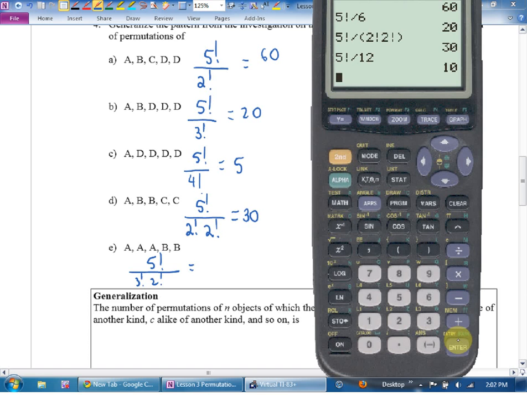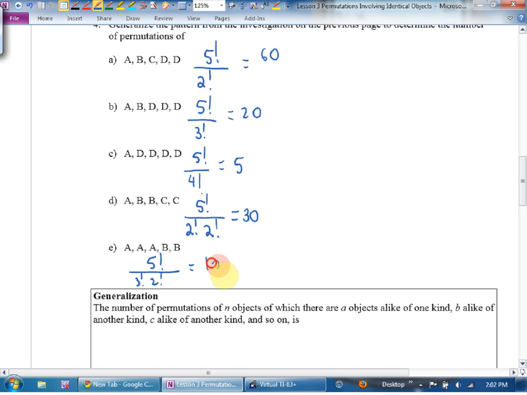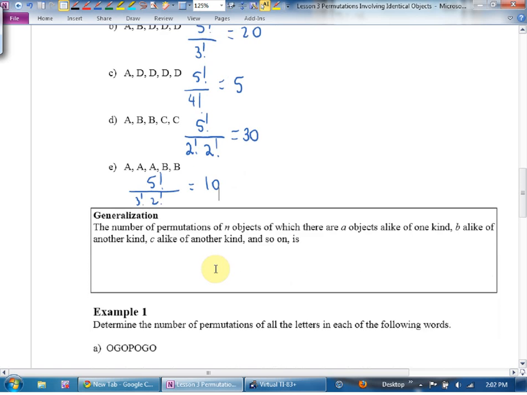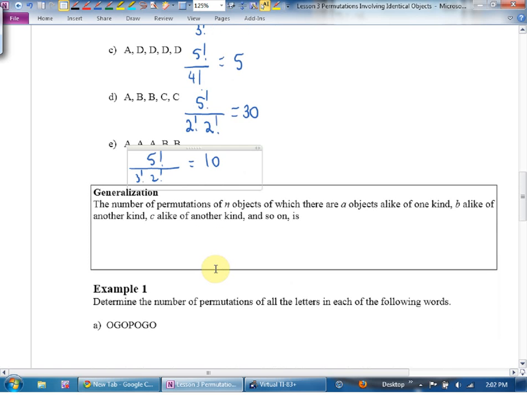What was the answer, Tim? So let's write this down algebraically. Here's the generalization. If you have n objects, n factorial, but you have a of the first object and b of the second object and c of the third object, etc., etc., etc.